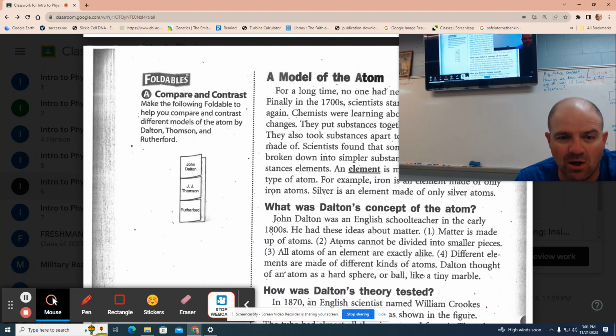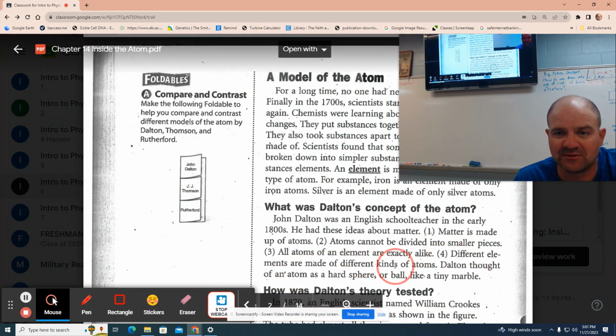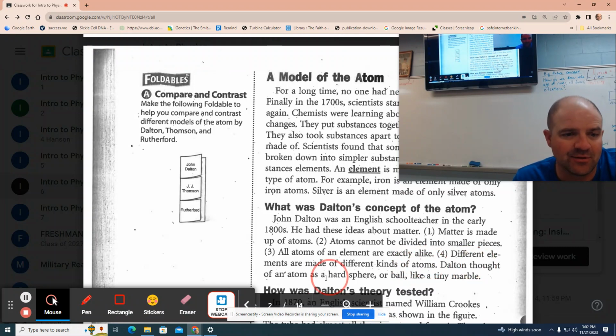What was John Dalton's concept of the atom? John Dalton was an English school teacher in the early 1800s. He had these ideas about matter. 1. Matter is made up of atoms. 2. Atoms cannot be divided into smaller pieces. 3. All atoms of an element are exactly alike. And 4. Different elements are made of different kinds of atoms. Dalton thought of an atom as a hard sphere or ball, like a tiny marble.